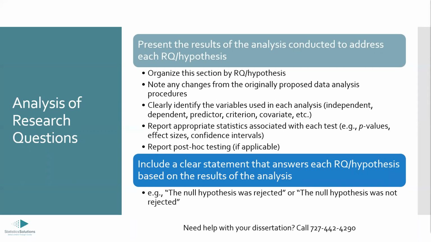You'll want to report the appropriate statistics associated with each test. So things like p-values, effect sizes, and confidence intervals. So if you're doing something like a t-test, you may want to report your t-values, degrees of freedom, the p-values, and effect size like Cohen's d for that t-test. And we'll get to examples of that in just a moment.